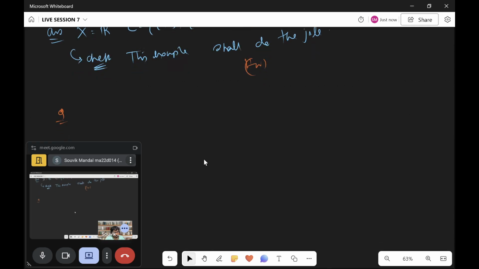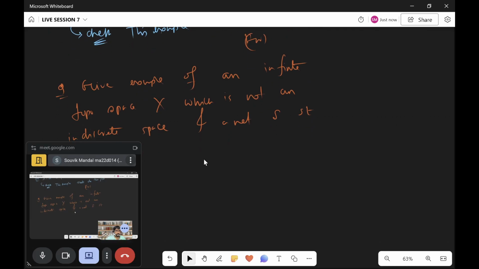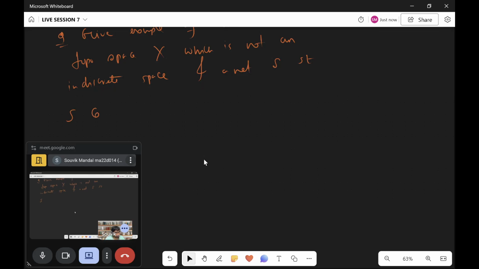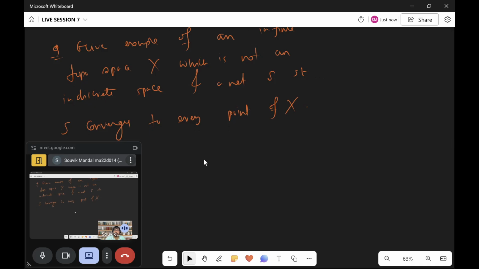Now next question. Give an example of an infinite topological space X which is not an indiscrete space and a net S such that S converges to every point of X.